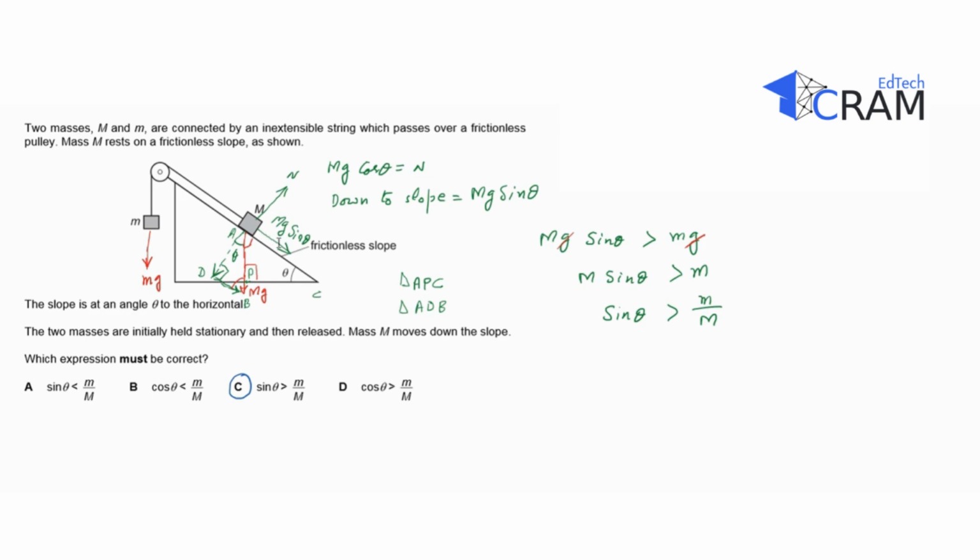So what does it mean? That this force is greater than the weight of this one. So that's why it's moving down. Which expression must be correct? You can have a look at what we have done. For the capital mass M, we have resolved its weight, which is mg, into its two components.